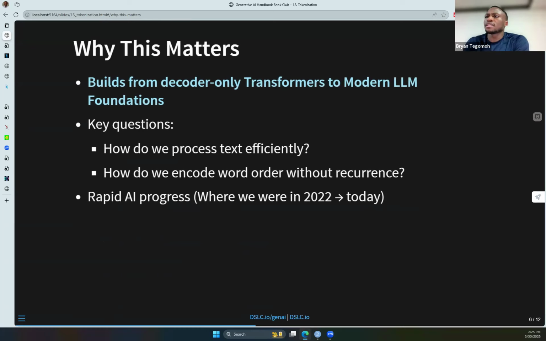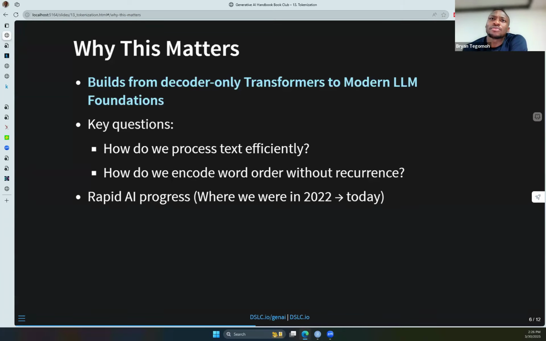So we're going to talk a little bit about tokenization, and it builds a little bit on what David had covered on decoder-only transformers, which is really what most of our models are built on. The key question here is: how are these models able to process text so efficiently, or how do we encode words without recurrence?